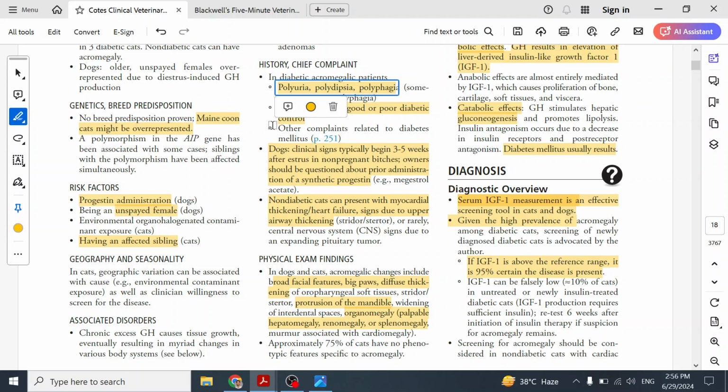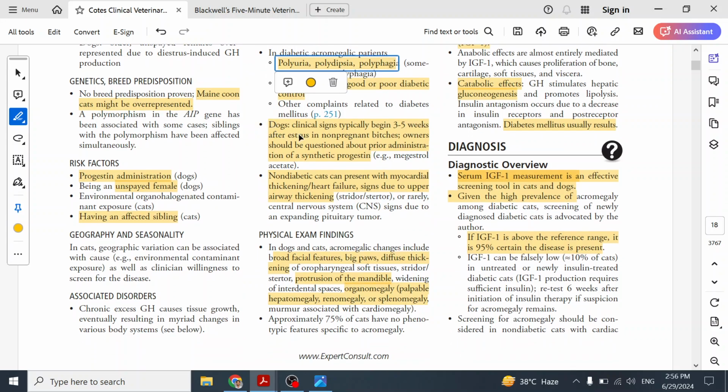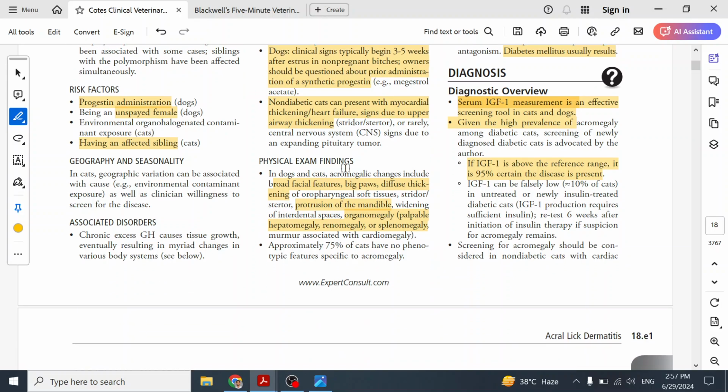Now let's talk about dogs. Clinical signs typically begin 3 to 5 weeks after estrus in non-pregnant bitches. Owners should be questioned about administration of synthetic progestin. Whenever a synthetic progestin is used for estrus induction, there is a risk of inducing acromegaly. Non-diabetic cats can present with myocardial thickening, heart failure, and signs due to upper airway thickening.